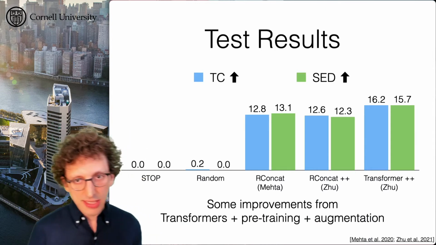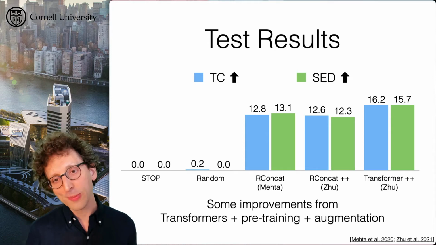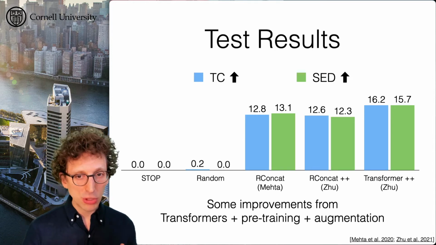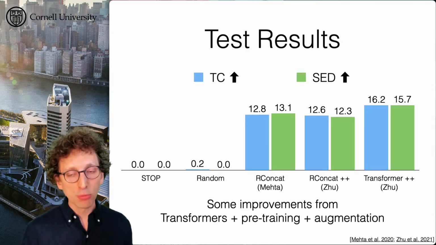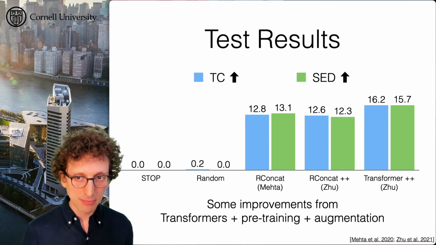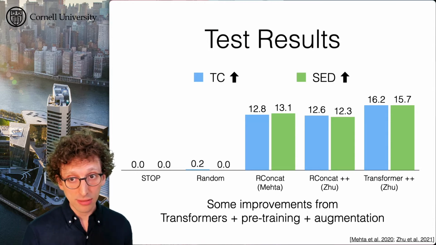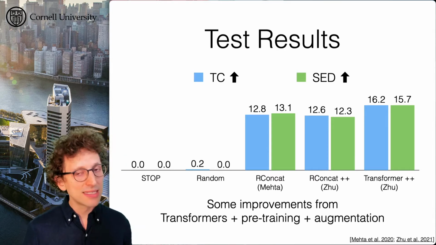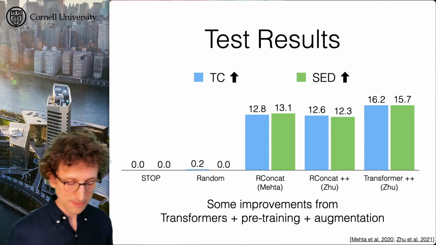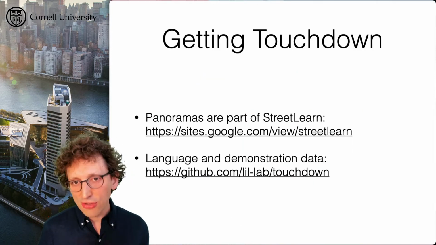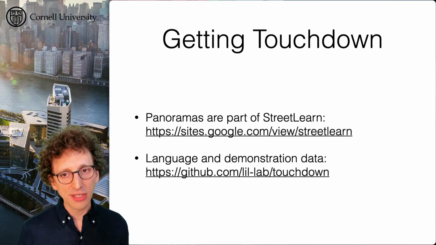And in general for navigation, there is a lot of room for improvement. Even when you use transformers plus pre-training plus augmentations, you see some improvement over simpler baselines, a significant improvement of about 4 points along both task completion and SCD, but still leaving a lot of room for improvement and to forge ahead.